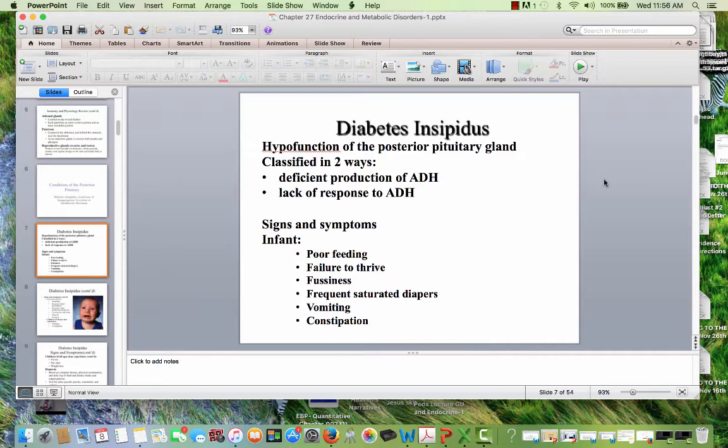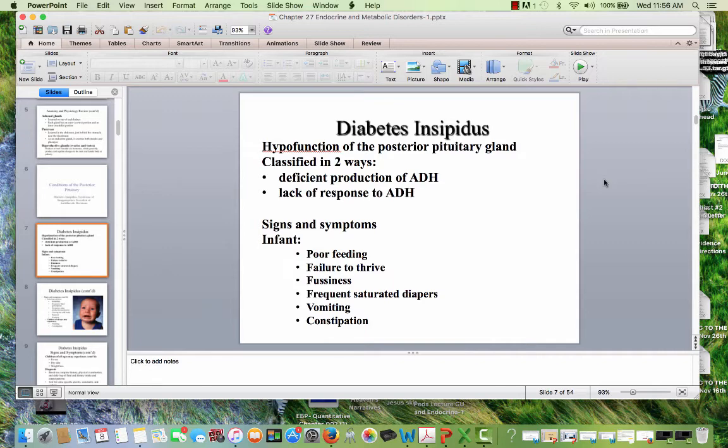It's a deficient production of the ADH, the antidiuretic hormone, which is stored in the posterior pituitary gland, and it also has a lack of response to the ADH as well. And the ADH, as we know, acts on kidneys to restore water and control the amount of urine that is excreted by the kidneys.